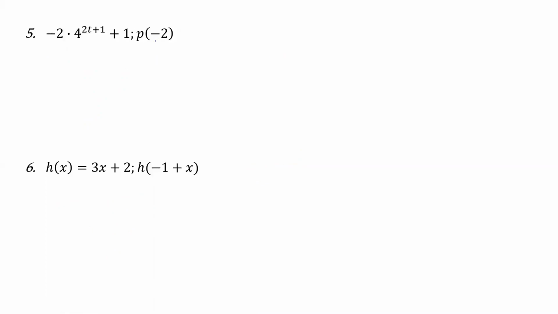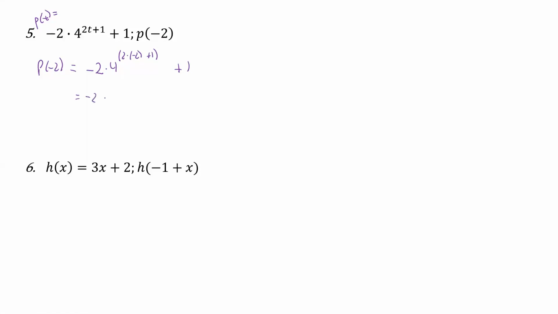What we have here is a negative 2 we're plugging in, and it looks like I dropped off where our function is, so it looks like it was p of t equals. So we want p of negative 2 equals, now we have a negative 2 times 4 to the 2 times negative 2 plus 1, and then we have plus 1 here. And so now what we have to do is simplify in parentheses.